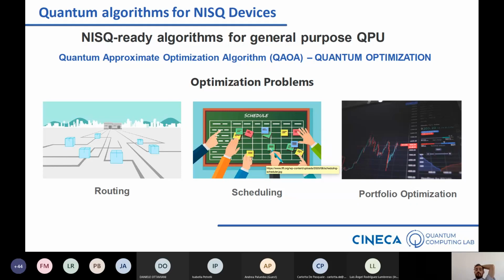QAOA is for optimization problems. So it solves optimization problems like routing, scheduling, portfolio optimization. You have optimization problems in multiple real world scenarios. You always have some kind of optimization problem. And QAOA, which stands for quantum approximate optimization algorithm, tries to solve this kind of problems.